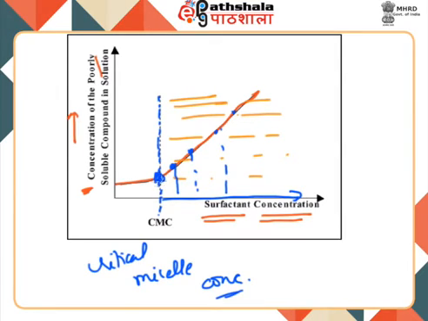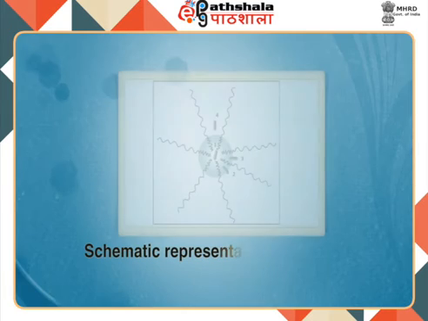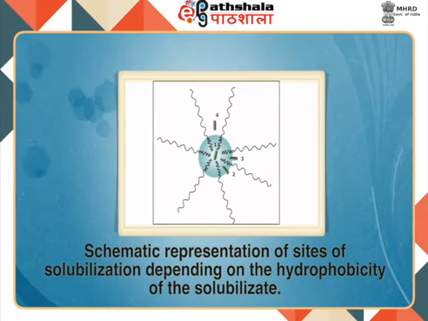And at the CMC, when micelle formation takes place, the solubility keeps on increasing as the concentration of the poorly soluble compound increases along with the surfactant concentration. We can see this from the representation of sites of solubilization depending on the hydrophobicity of the solubilizate.